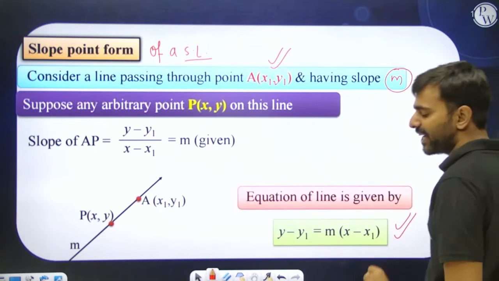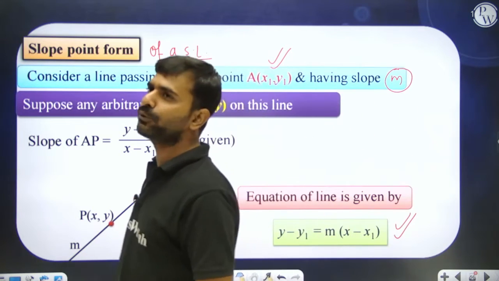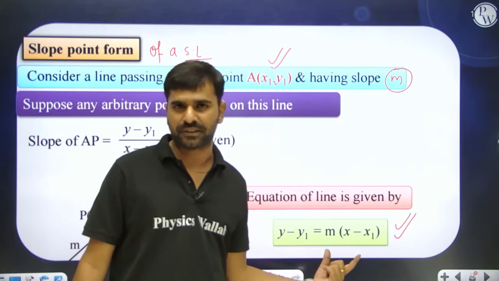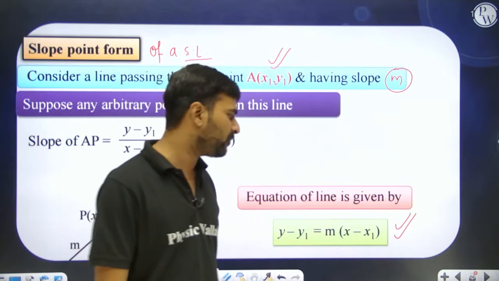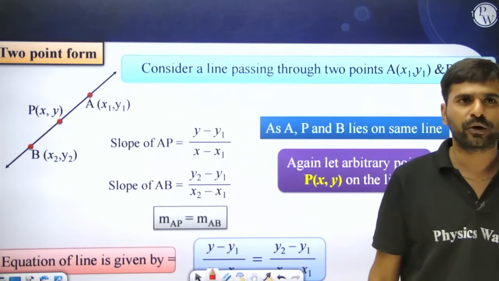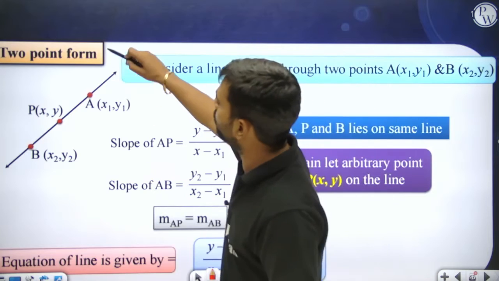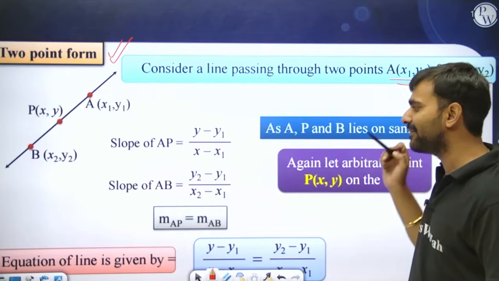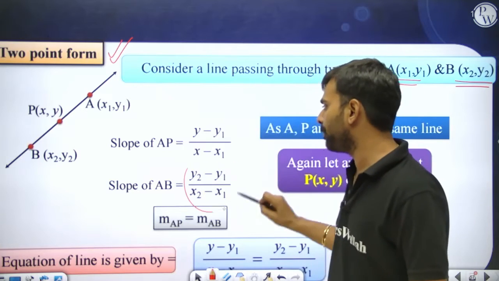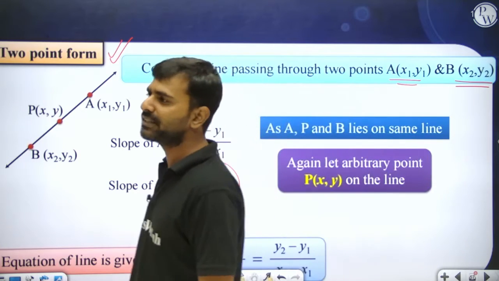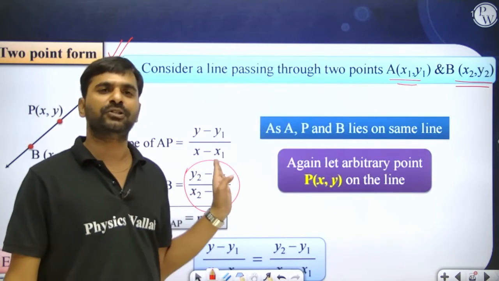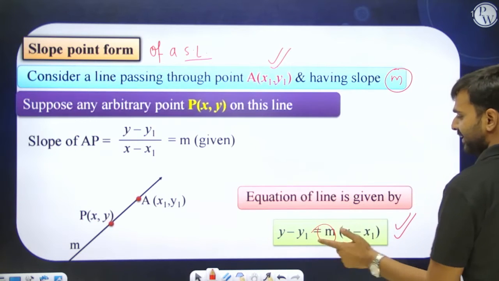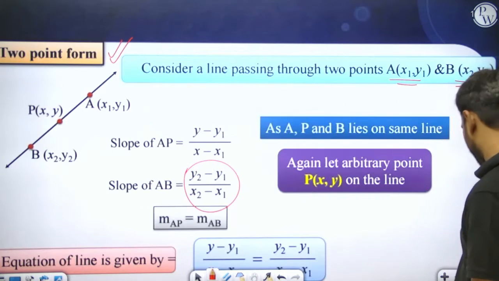So if 1 point x1 comma y1 and a slope m is given to me, then the equation of the straight line passing through x1 comma y1 and having slope m can be represented like this, y minus y1 equal to slope times of x minus x1. I hope you guys are clear with this. 2-point form: whenever 2 points are given to me, let's say x1 comma y1 and x2 comma y2, can we write down the slope? Yes, absolutely. The slope is nothing but y2 minus y1 upon x2 minus x1. Now we can put this slope in place of m in the slope point form, and then we can have the equation of the straight line quite comfortably.